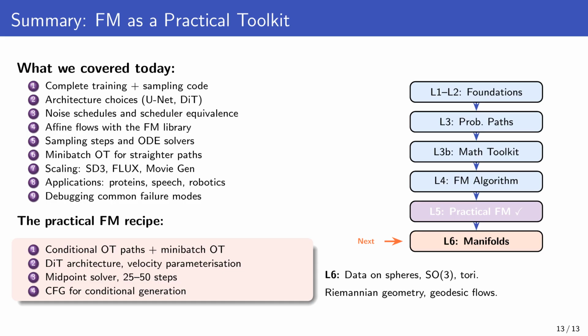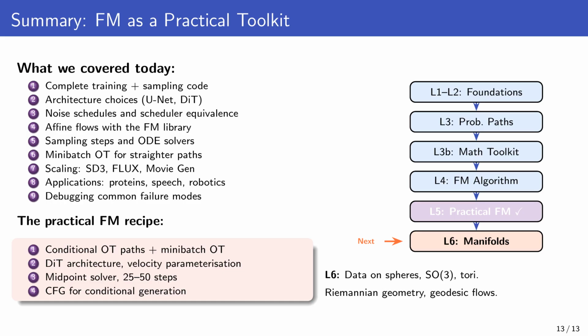If you take away one thing from this lecture, it should be the practical FM recipe on the right. Use conditional OT paths for simplicity, use mini-batch OT coupling for straighter trajectories, use a DiT architecture for images, train with the velocity parameterization to avoid singularities, sample with a midpoint solver at 25 to 50 steps, add classifier-free guidance for conditional generation. In Lecture 6, we leave flat Euclidean space behind and enter the world of manifolds.